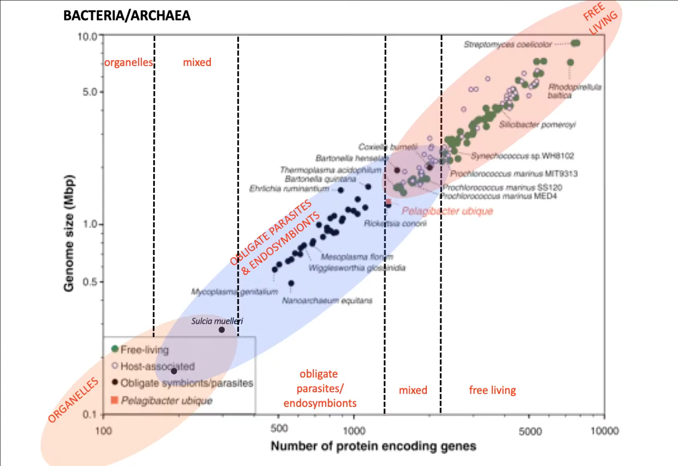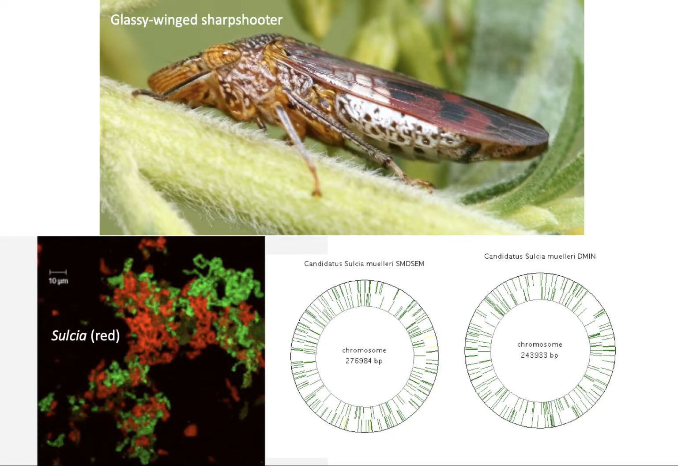Whereas Buchnera aphidicola had genome sizes around 600,000 nucleotides, here's Sulcia muelleri way down here at 244,000 nucleotides, so it's quite small. Here is the glassy-winged sharpshooter, which contains Sulcia cells within its gut cells. And again, the Sulcia is mainly producing amino acids for this insect.